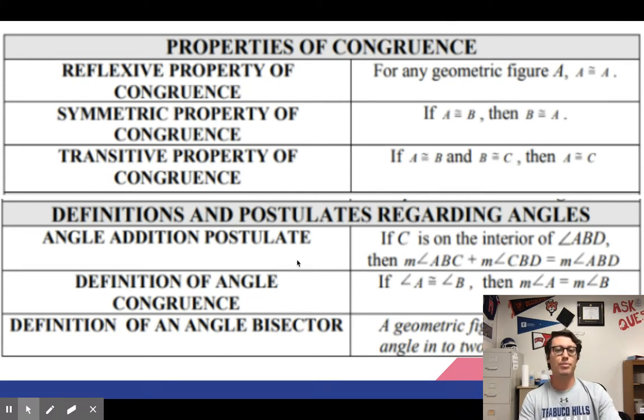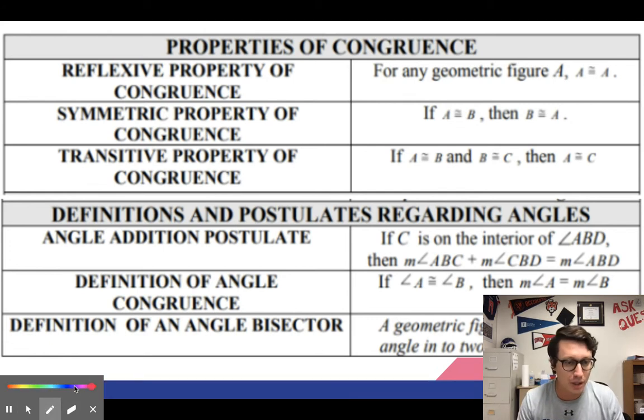Angle addition postulate is the exact same thing as segment addition. It's just with angles, right? If C is on the interior of angle ABD, then the measure of angle ABC plus the measure of angle CBD will equal the measure of ABD. And if you want, I can draw a picture of that, right?